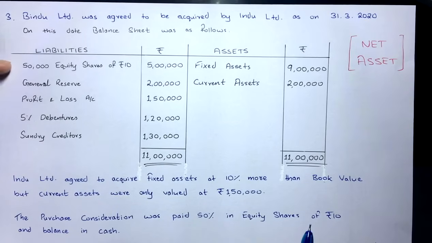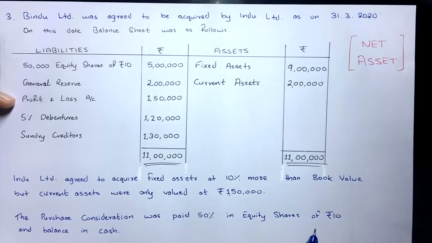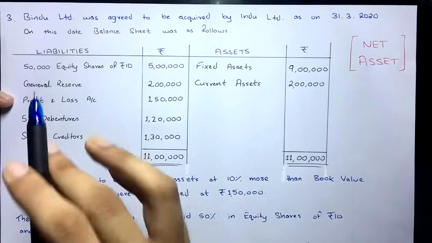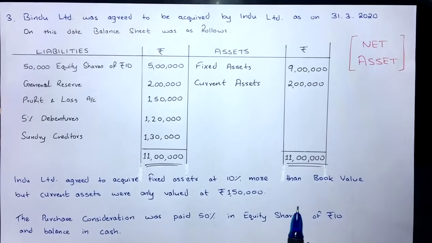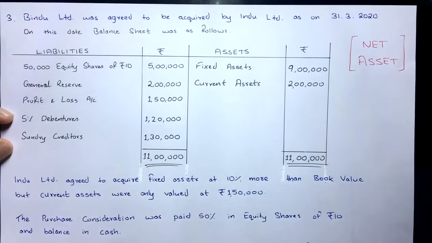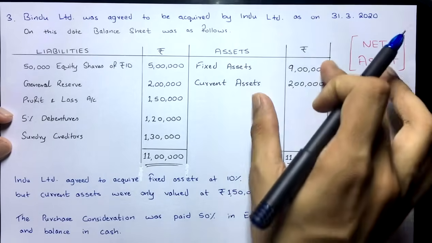See here, share capital, and this is reserves and surplus, general reserve and profit and loss account. This is the credit balance of the profit and loss account, so that's why it's coming on the liability side. So this portion is equity, and these two, 5% debentures and sundry creditors, are liabilities, external liabilities. And then assets are given, right? So what do we do? Assets minus liabilities.